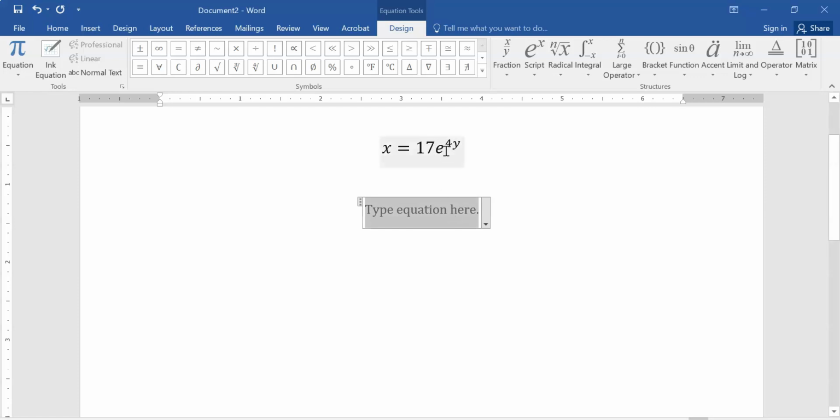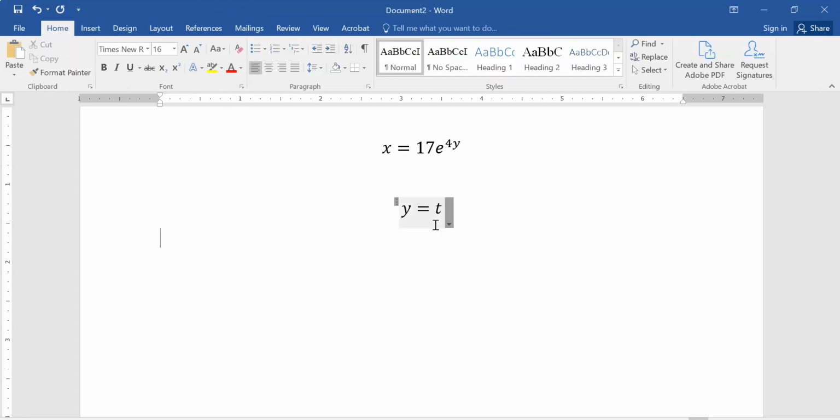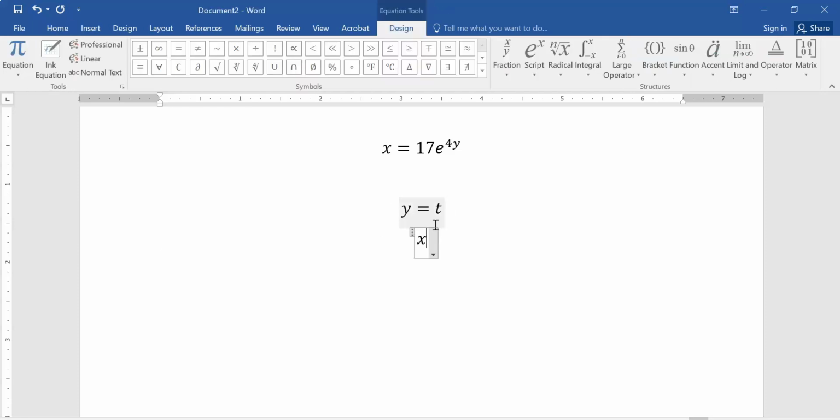Now, in this case, again, there are lots of choices you can make, but probably the easiest choice is to just let this y be your t. That's probably going to be the easiest thing. And then just set x equal to, replacing that y with the letter t, so 17 e to the 4t. That'll be the easiest one.